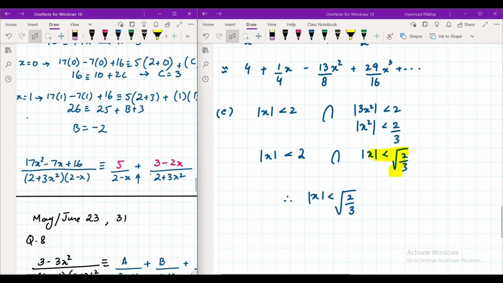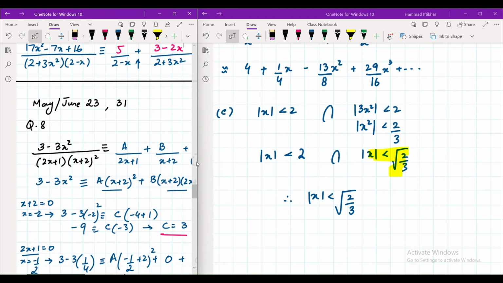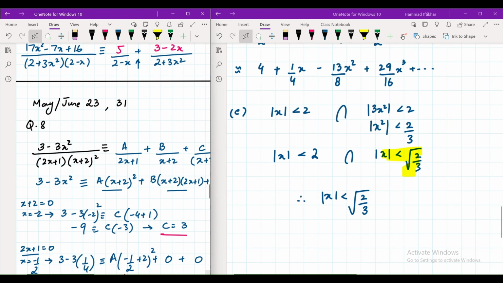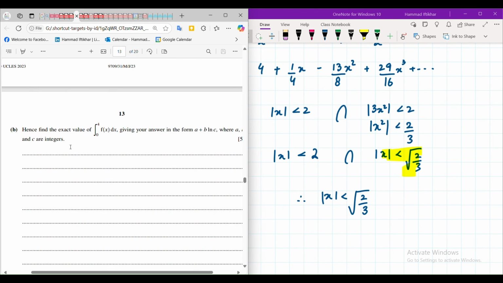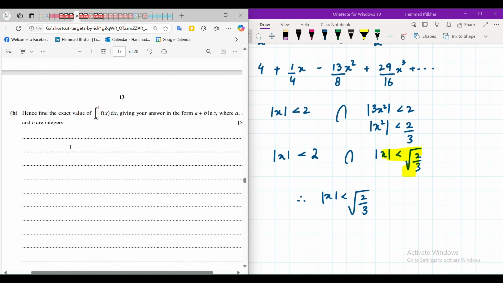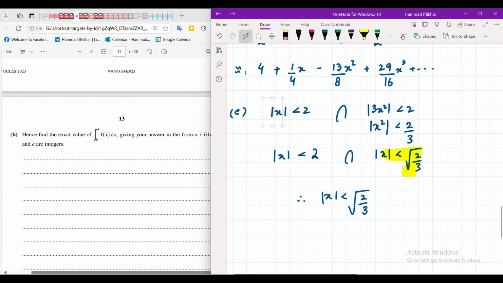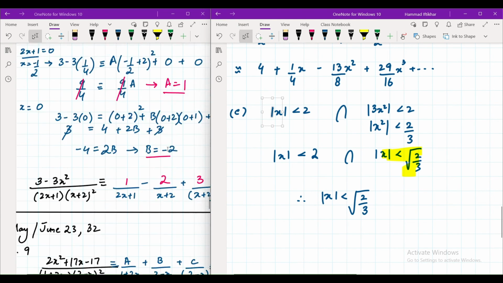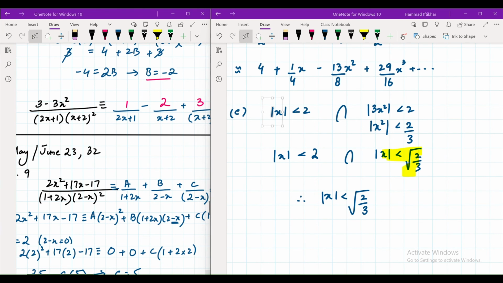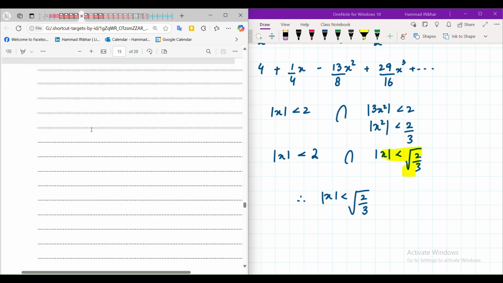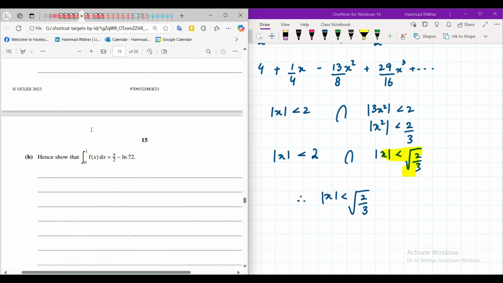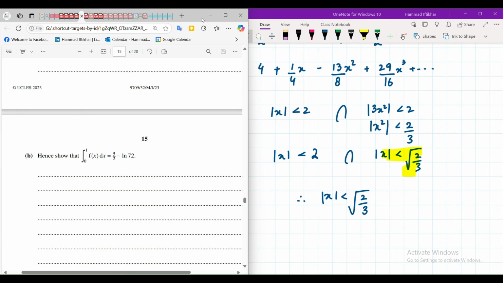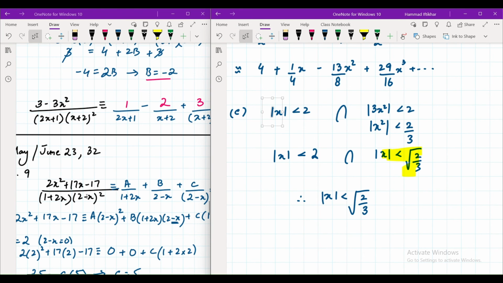On to the next question. Now the next one is May, June 31. Part A we have done. Part B is the integration, so that's not the binomial expansion one. The next one, that was 32 that we did. So let's see the 32. It works in partial fractions, and then that's also integration, so not the binomial expansion question.